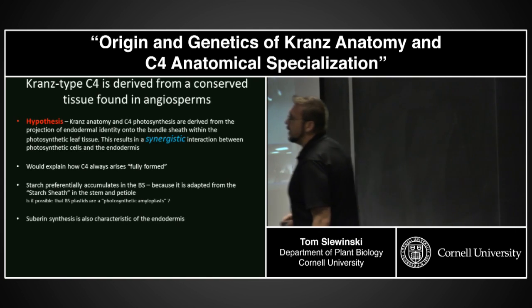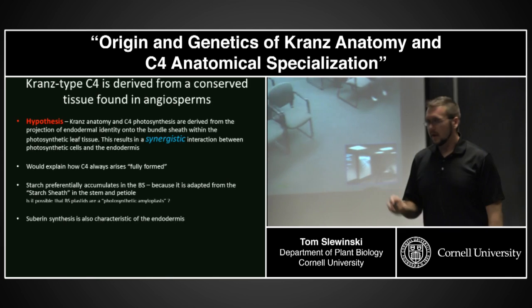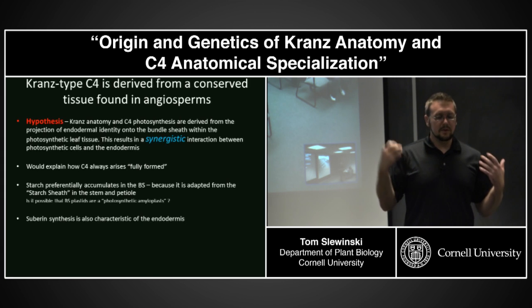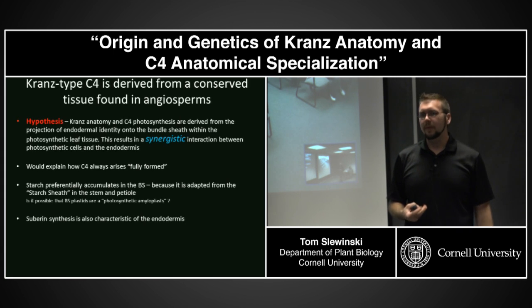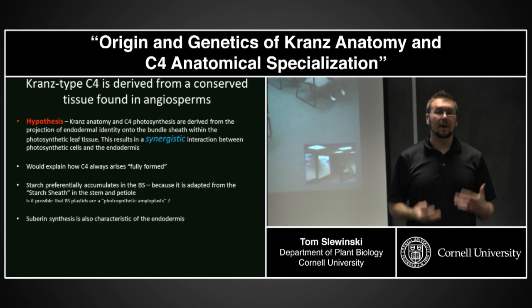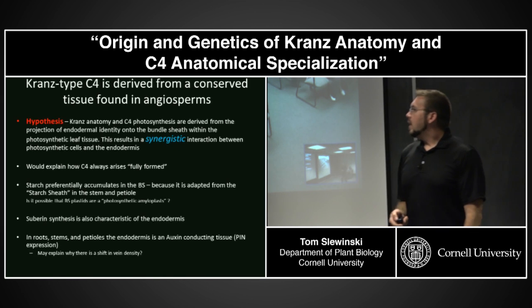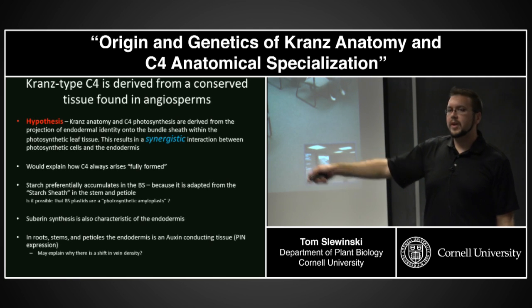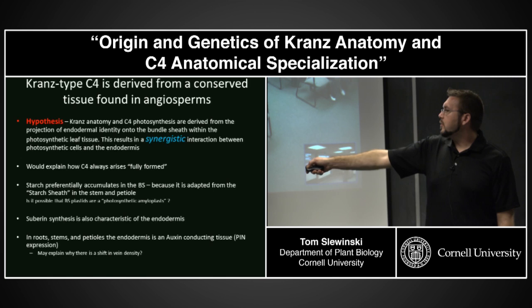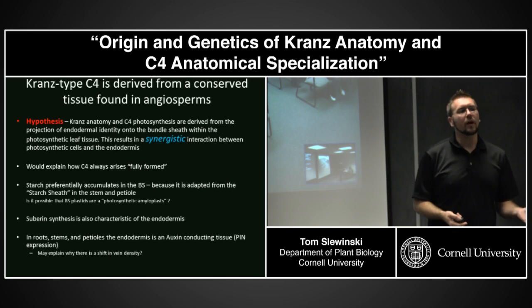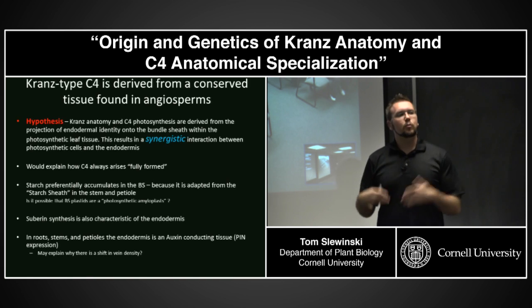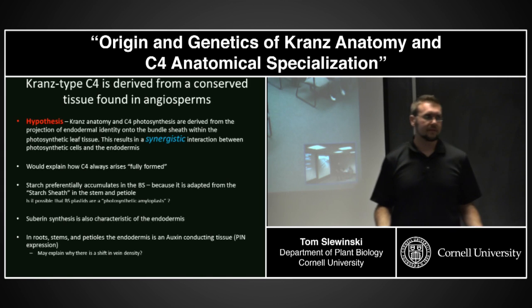Suberin is also a characteristic of the endodermis, and we find it always associated with the bundle sheath. When you read the C4 literature, people say you need that apoplastic barrier, but it may just be a pleiotropic effect of the endodermis and may not actually be needed. And in root, stems and petioles, the endodermis is an auxin-conducting tissue with high PIN expression. And this may also explain the shift in vein density always seen in C4. It's not because it's required. It's because if you have an endodermis pulling more auxin out of the leaves, you initiate more auxin minima, initiate more minor veins.